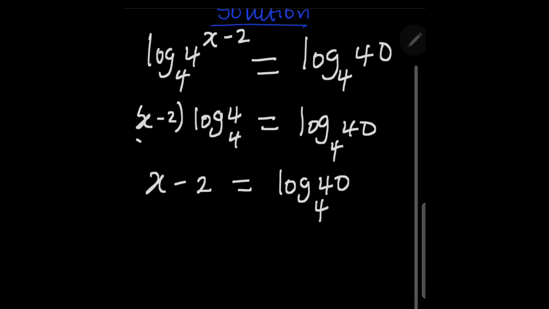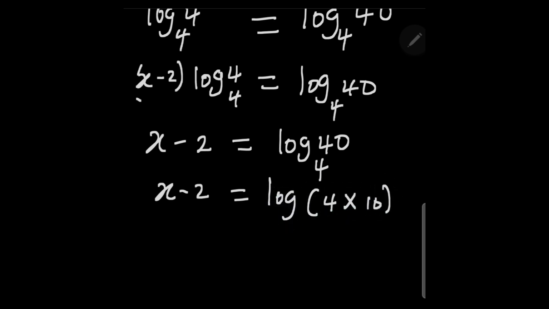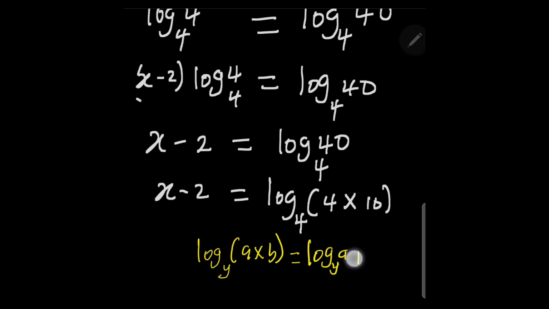Now the next thing we're going to do: we have x minus 2 on the left hand side, which is equal to log of 40. We're going to break it down. 40 can also be written as 4 multiplied by 10, everything to the base of 4. Now we need to simplify this further. To simplify the right hand side, we need to recall one of the properties of logarithm again. When we have log of a multiplied by b to the base of y, this can be simplified as log of a to base y plus log of b to base y.